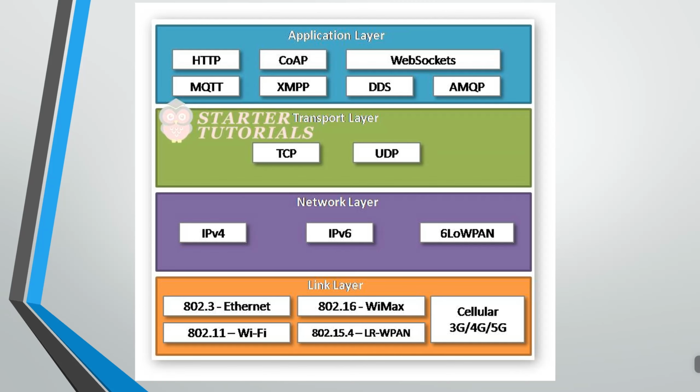At the same time, it's possible to connect these devices to the cellular protocols. So cellular works at a speed of 3G, 4G, or 5G. So there also there are certain link layer protocols.